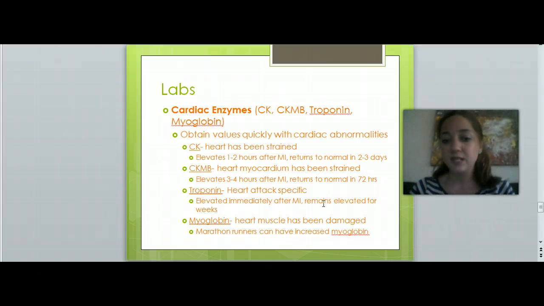The CKMB is telling us that the myocardium has been strained in some way. It's not necessarily heart attack specific, but it usually elevates about 3 to 4 hours after an MI, and it can return to normal in about 72 hours.